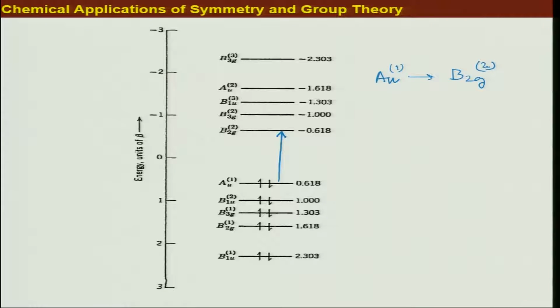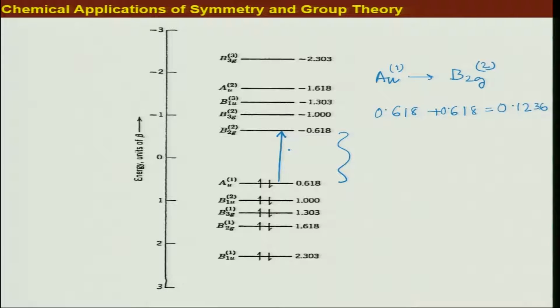So what will be the energy for this transition? That will be 0.618, the gap between these two states, right? So this will be 0.1236, that will be the energy in terms of beta. So this is the lowest transition that we can think of.